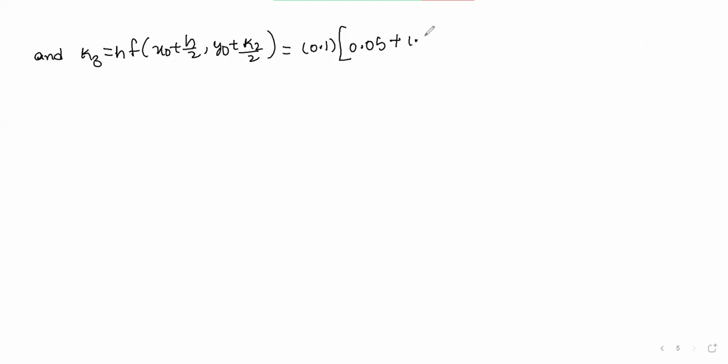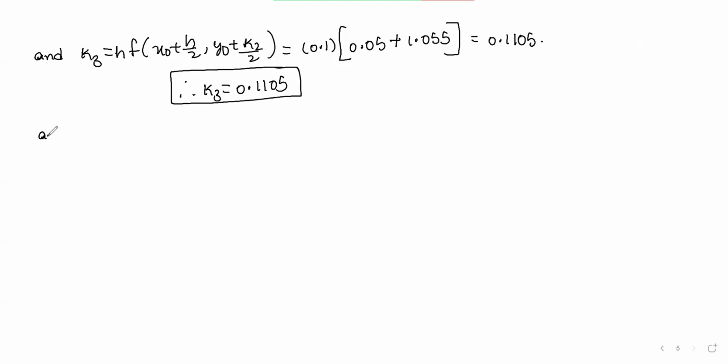And K3 is equal to h into f of x naught plus h by 2 comma y naught plus K2 by 2, that is equal to 0.1 f of x value చేస్తే 0.05 plus 1.055, that is equal to 0.1105. Therefore, K3 is equal to 0.1105.